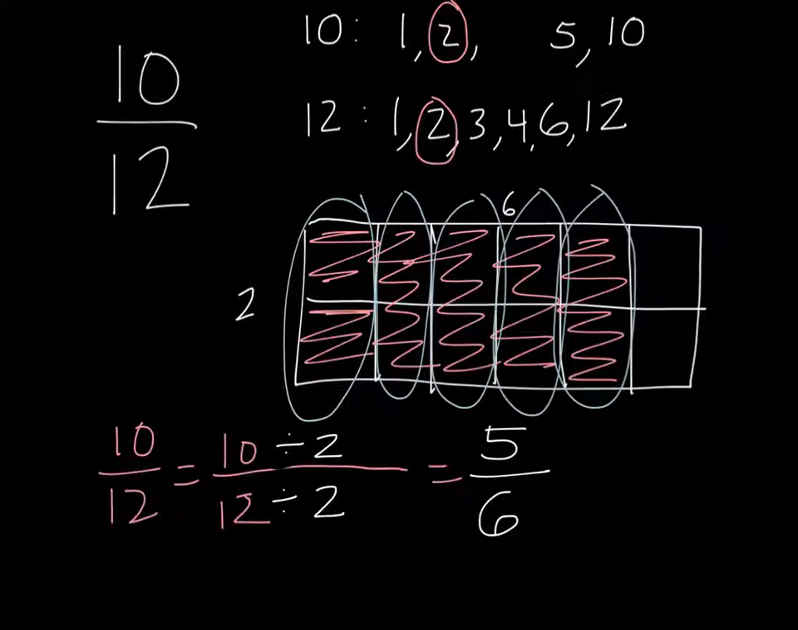And that is exactly what I am now showing in my area model. Instead of 10 of 12 equal parts shaded, now I have 6 groups, and 5 of those groups are shaded. So the fraction 10/12 is equal to 5/6. Those are equivalent or equal fractions.